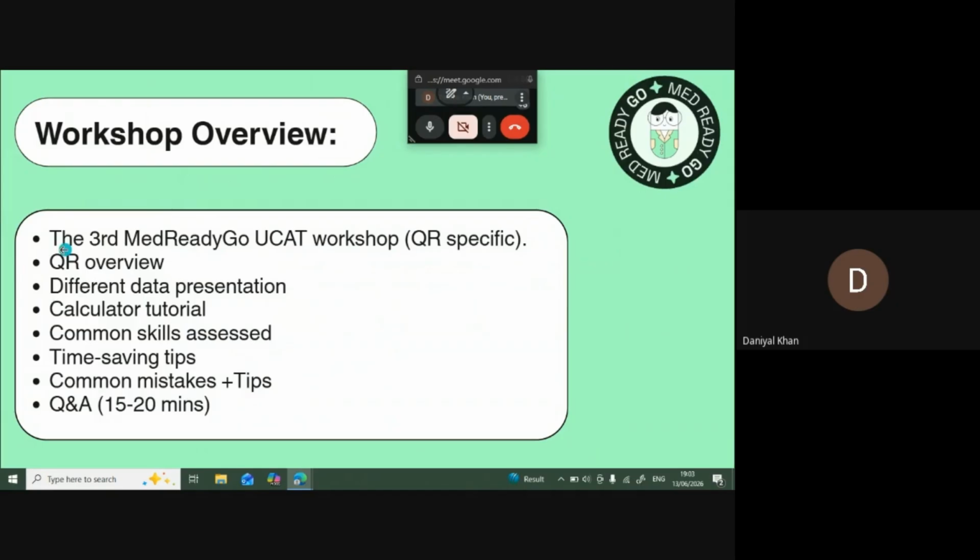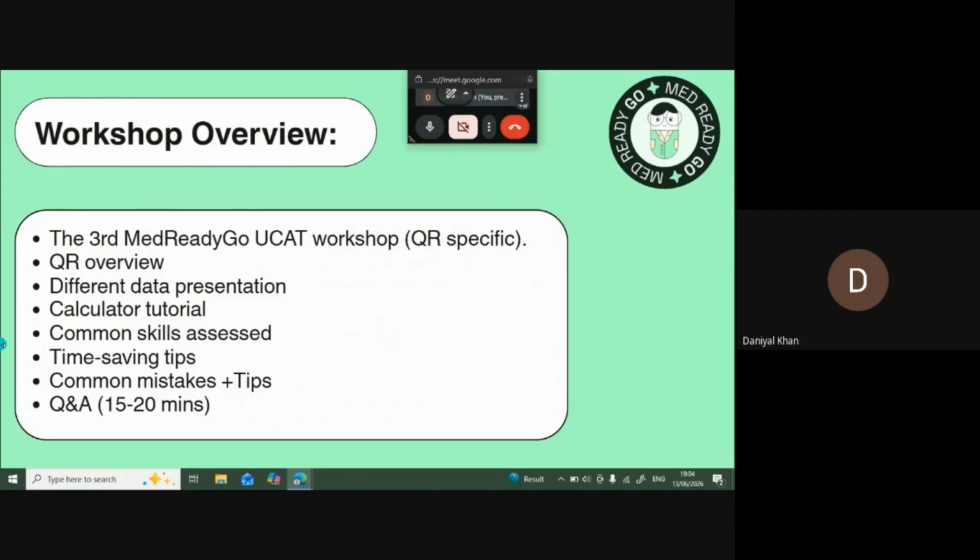We'll go through a quick overview of the actual quantitative reasoning section of the UCAT, what it's about, what it tests you on, then how the data is actually presented in questions to you for this section. Then I'll go through the calculator, a quick little tutorial on how to utilize the calculator for the QR section. Then obviously you have common skills that might be assessed in this section, time-saving tips, common mistakes, and also general tips, and then a Q&A feedback section where you can just ask questions if there's anything you're confused about or you need me to explain again.